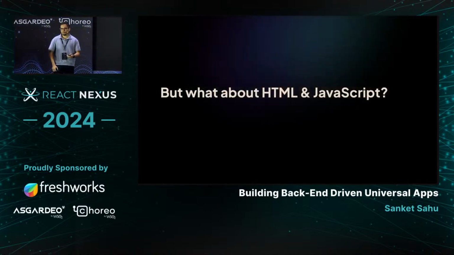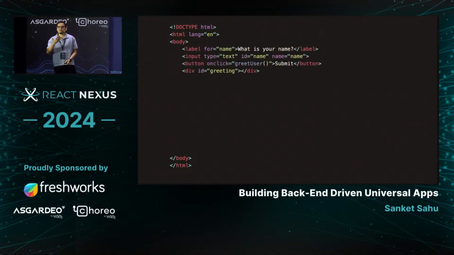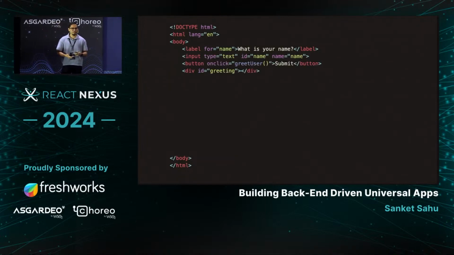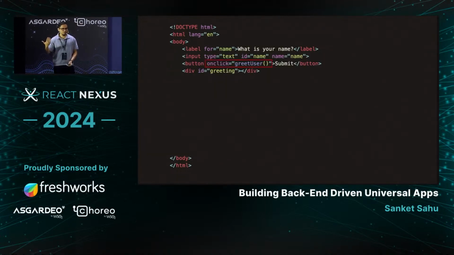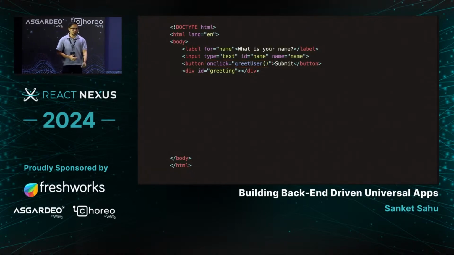Great, but what about HTML and JavaScript? So for HTML, we have to first write the HTML markup, and then in the body, we define the form. Okay, we have an input, we have a button, we have an empty placeholder div where we are going to give the output, and then we wire up the onClick function, greet user here, and then write those in the script tag.